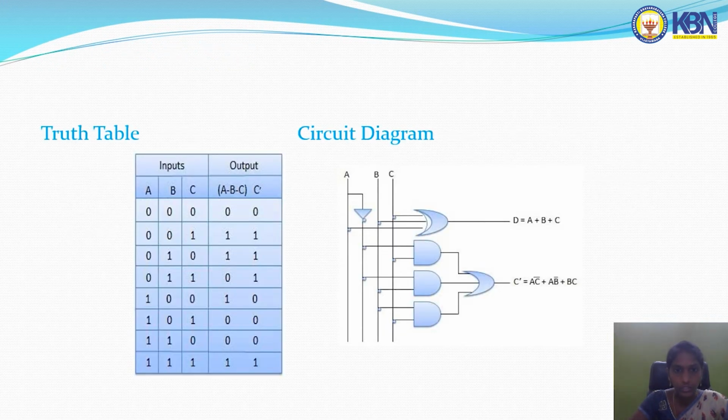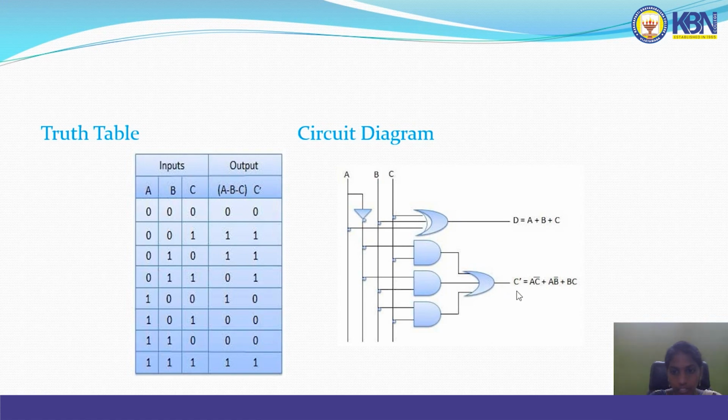So the full subtractor circuit diagram is like this. A and A bar, B, C. These are the inputs of the half subtractor, and the outputs are the difference and the borrow C bar. So we have to write the truth table according to the circuit diagram.